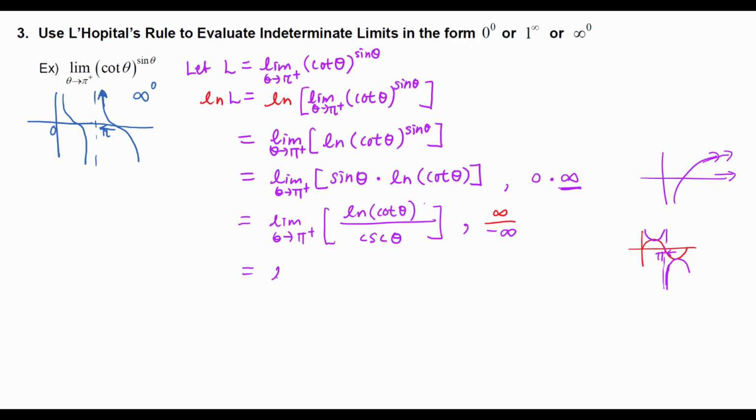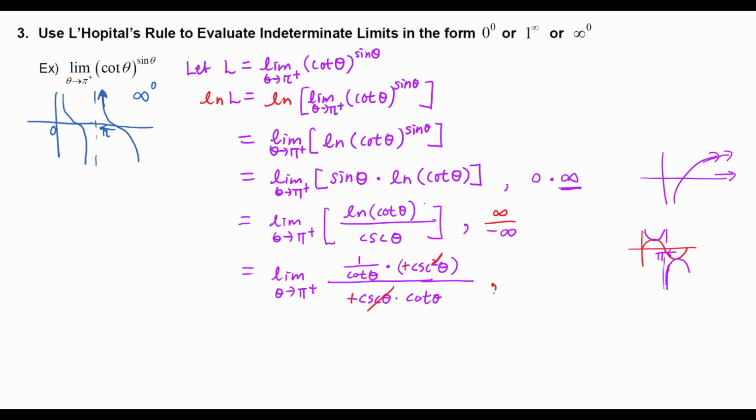So let's go ahead and take the derivative of the numerator and the derivative of the denominator. You have the limit as theta approaches pi from the right, and the derivative of ln u is 1 over u, so 1 over cotangent theta times u prime. The derivative of cotangent theta is negative cosecant squared theta, over the derivative of cosecant theta, which is negative cosecant theta cotangent theta. Let's do a little bit of algebra here. I get to cancel the negatives, so the negatives turn into a positive. One of the cosecant thetas gets to cancel.